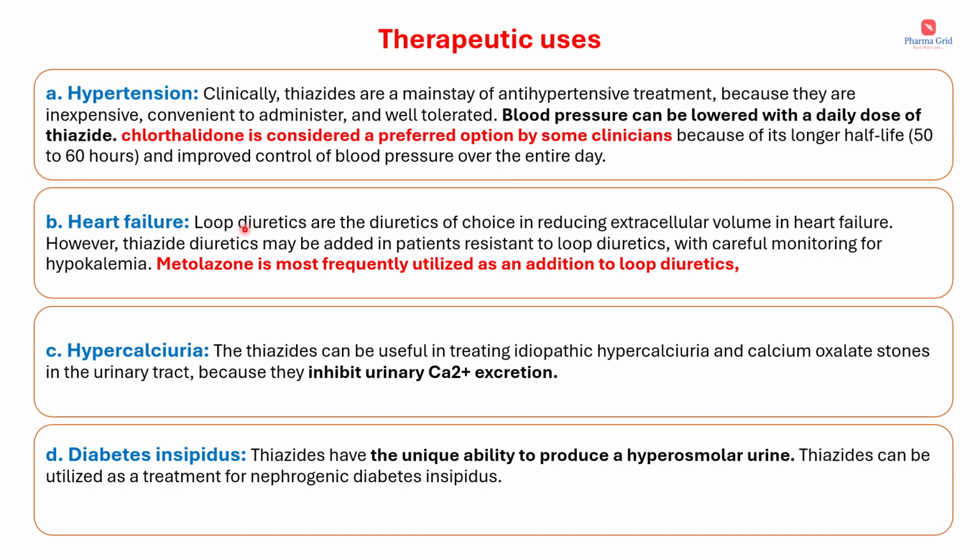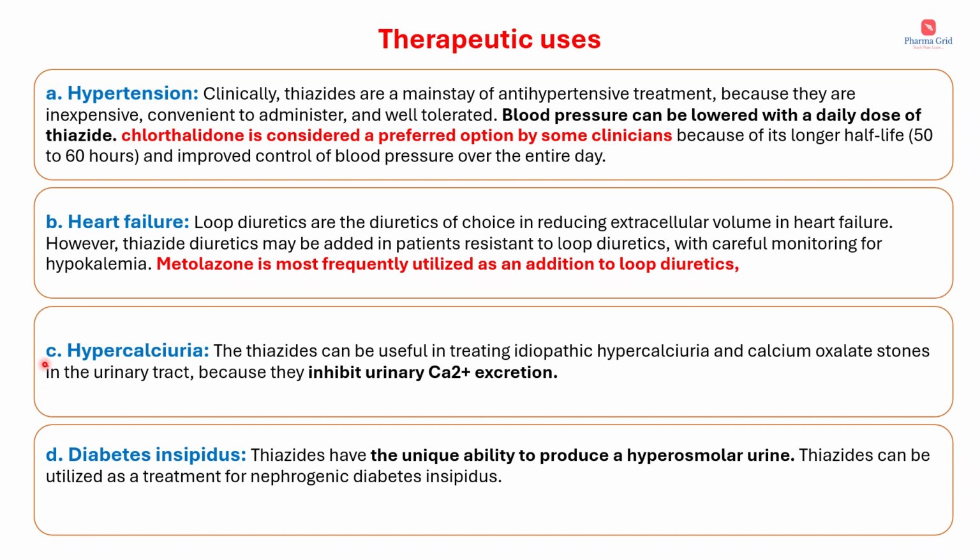Next is heart failure. Loop diuretics are the diuretics of choice in reducing extracellular volume in heart failure. However, thiazide diuretics may be added in patients resistant to loop diuretics with careful monitoring for hypokalemia. Metolazone is most frequently utilized as an addition to loop diuretics.